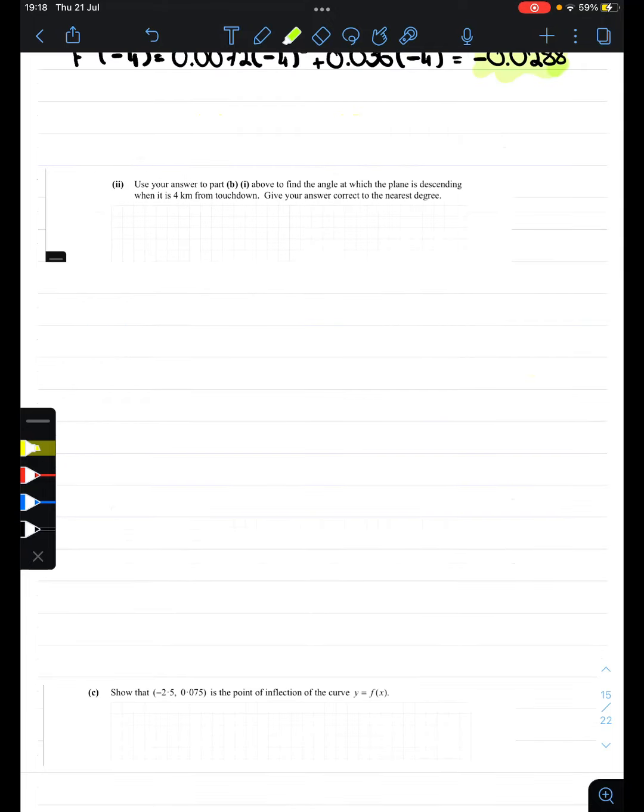Now use your answer to part B to find the angle at which the plane is descending when it is 4 kilometers from touchdown. Okay, so use your answer to part B. We know we're going to be using this somewhere. Find the angle at which the plane is descending when 4 kilometers from touchdown. Give your answer correct to the nearest degree.